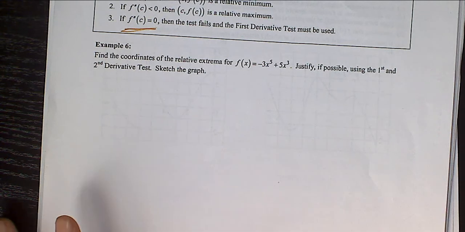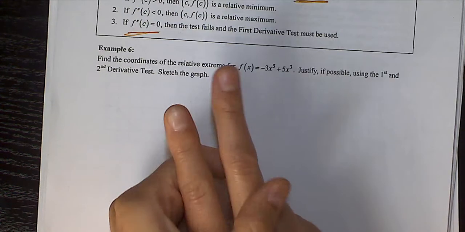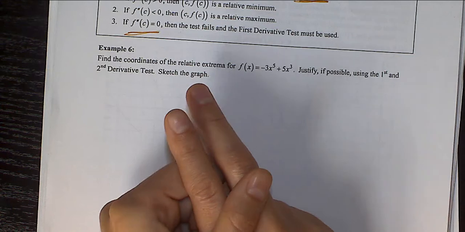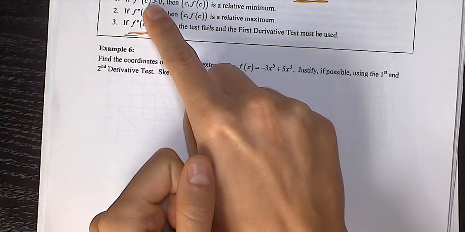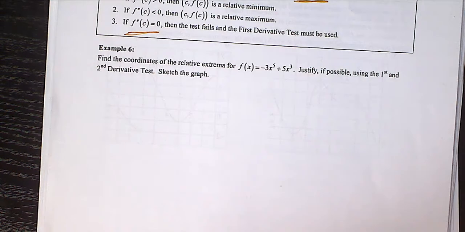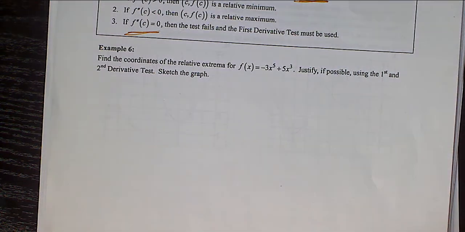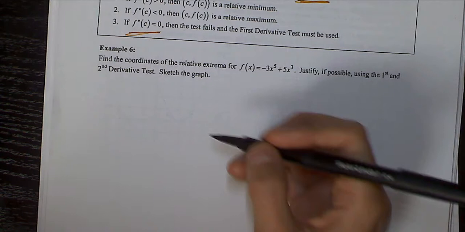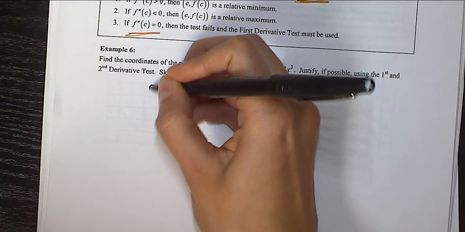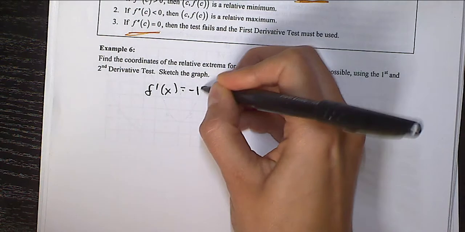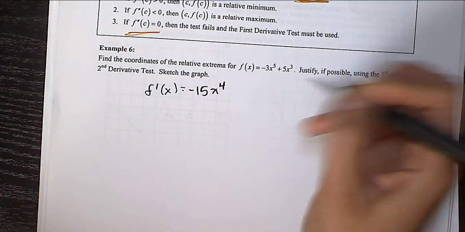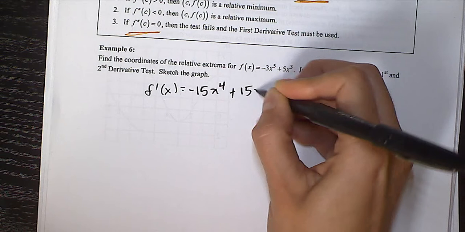So second derivative test means we have to find the second derivative and then see if at that critical point the second derivative is positive or negative, and that will tell us whether it's a minimum or a maximum. So let's start by taking the derivatives. So f prime of x equals negative 15x to the 4th power plus 15x squared.